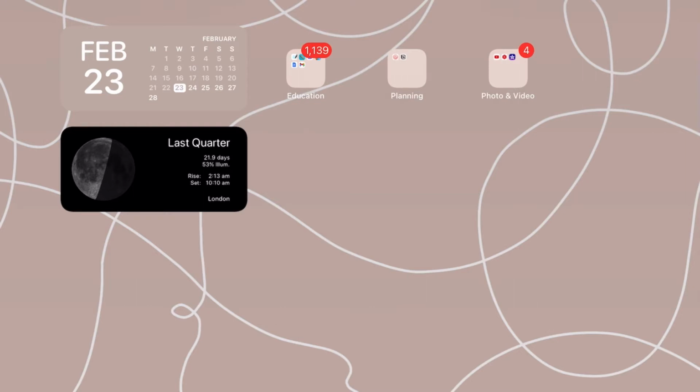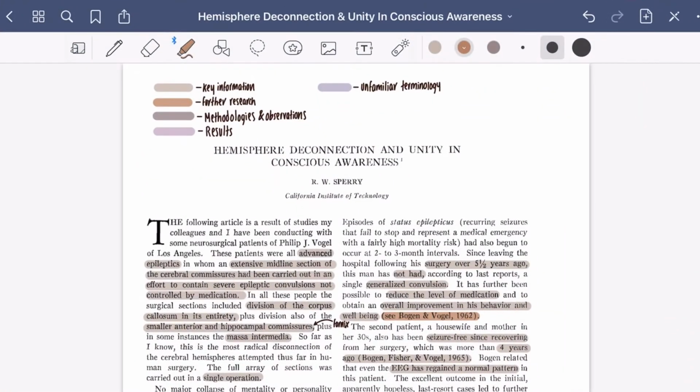So let's actually get into the app and have a look at the paper I am currently reading. It is called Hemisphere Deconnection and Unity in Conscious Awareness by Roger Sperry. As I said, if you know psychology at all, you are probably very familiar with Roger Sperry. This is not the paper he is most famous for. This paper actually comes after that one. It is a bit of a follow-up really, and I thought I'd start with this one first because this is one of his experiments that I am not familiar with.